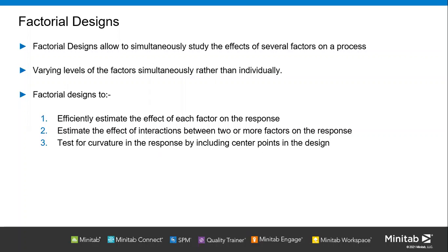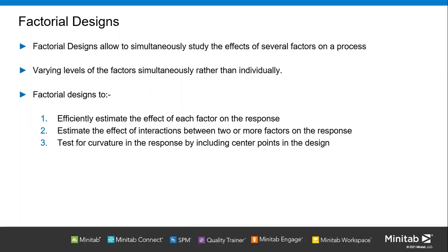That is a combination. And for your information, factorial design is used to efficiently estimate the effect of each factor on the response itself, estimate the effect of interaction between two or more factors, and then test the curvature in the response by including the center point in the design. This one is something like a hump. It's a curvature, not only a straight line, maybe cubic or maybe quadratic and so on.